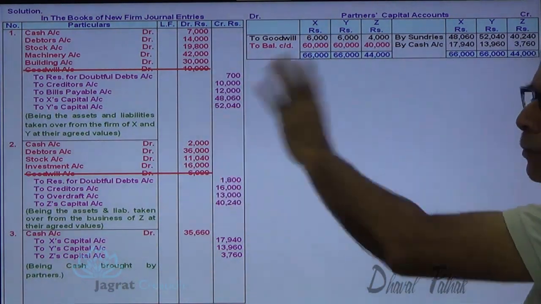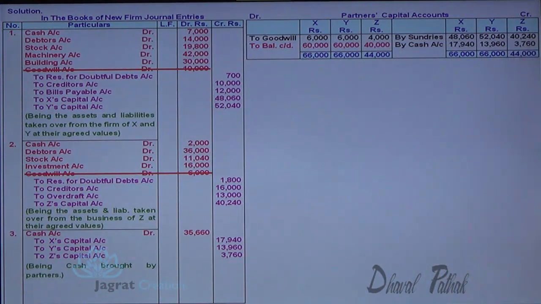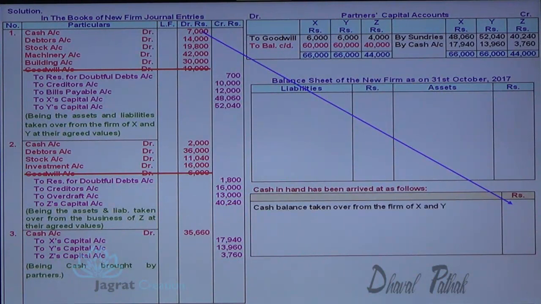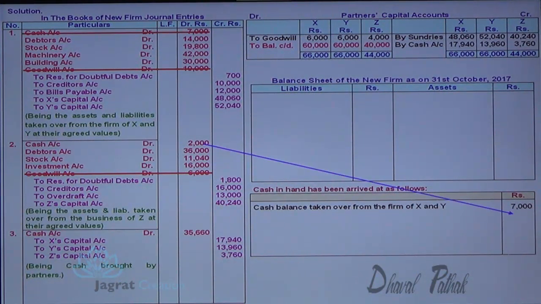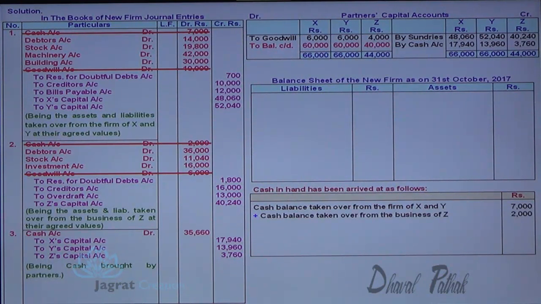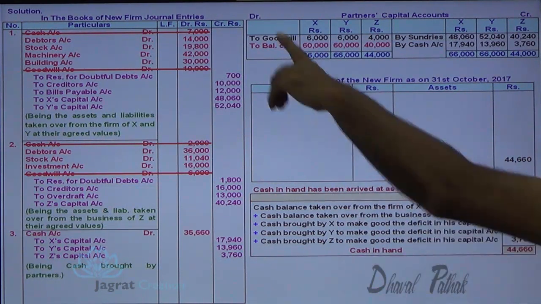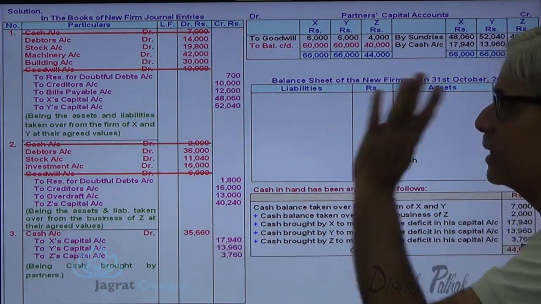Remember, I have already written off goodwill. That's an important point to be noticed. Now I prepare the balance sheet. First let me work out the cash balance. Cash balance purchased from X and Y, cash balance purchased that of Z, and cash brought by the partners in the new firm X, Y and Z. This is the cash brought. So the total of this cash will appear in the balance sheet. That is 44,660. So cash appears in the balance sheet as 44,660. So this is how the cash balance is taken care of.